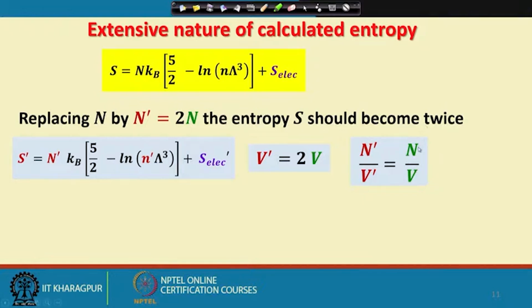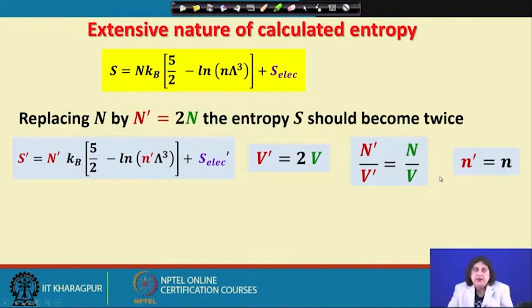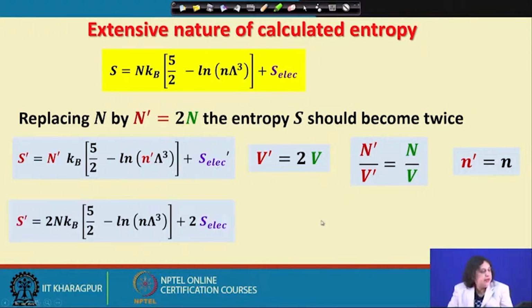As I understand, N by V is equal to N prime by V prime under this condition, and therefore I should be able to say that the number density is not an extensive function. It remains the same even if I replace N by twice its value. Now, if I put this back, I understand that here capital N prime is 2N, small n prime is nothing but small n, and S prime electronic is nothing but 2 into S electronic, and therefore this is the expression that we would get here.